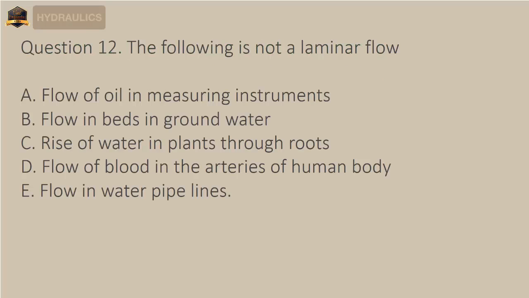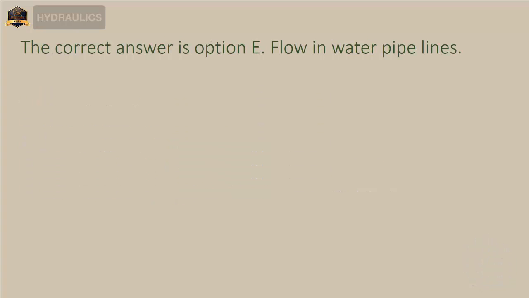Question 12. The following is not a laminar flow. A. Flow of oil in measuring instruments. B. Flow in beds in groundwater. C. Rise of water in plants through roots. D. Flow of blood in the arteries of human body. E. Flow in water pipelines. The correct answer is option E, flow in water pipelines.